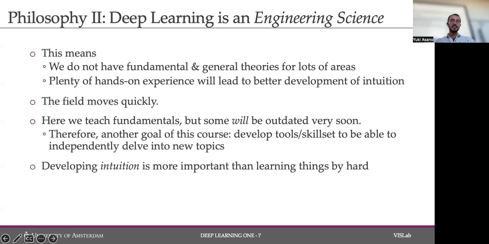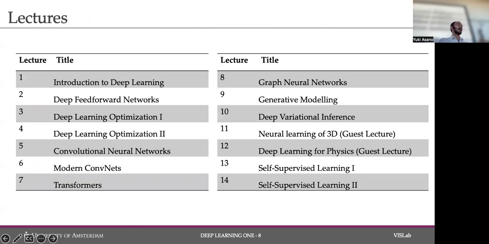The lectures themselves will be as follows. This is a general plan. Of course, each lecture has some subparts and so on. So we'll have a basic introduction. That's today. We'll talk about what deep neural networks are and how to optimize them, how to train them. Optimize and train is a synonym in this case.